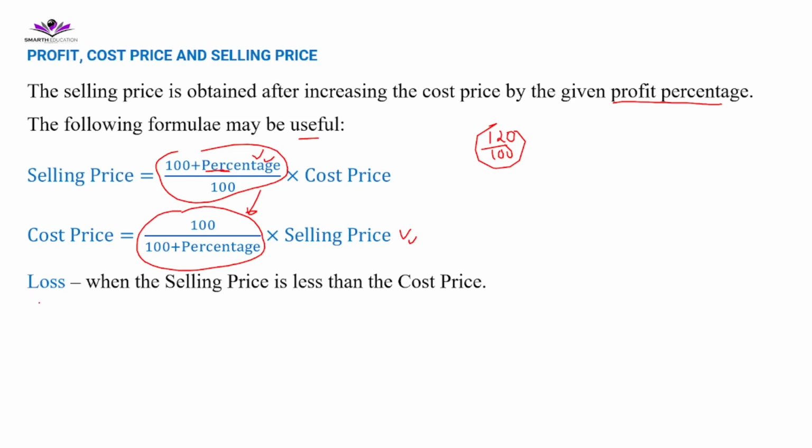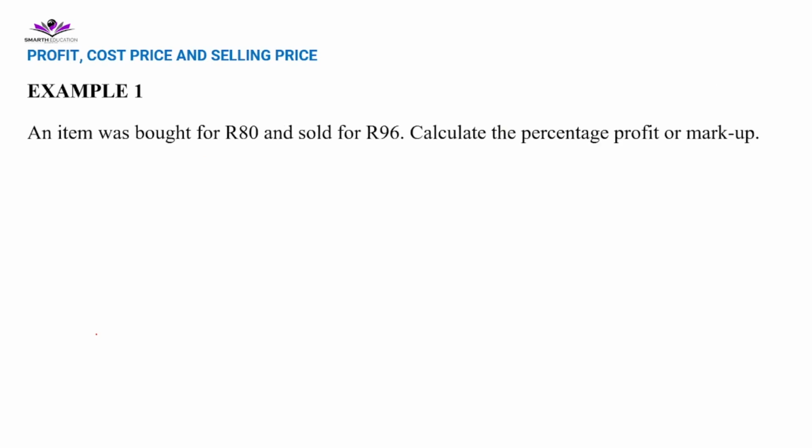If a company or an individual does not make a profit, then that person will make a loss. Let's say if the selling price is less than the cost price, then an entity will make what? Will make a loss. We call it a loss. If the selling price is less than the cost price, then that is a loss, not a profit. Please take note of that.